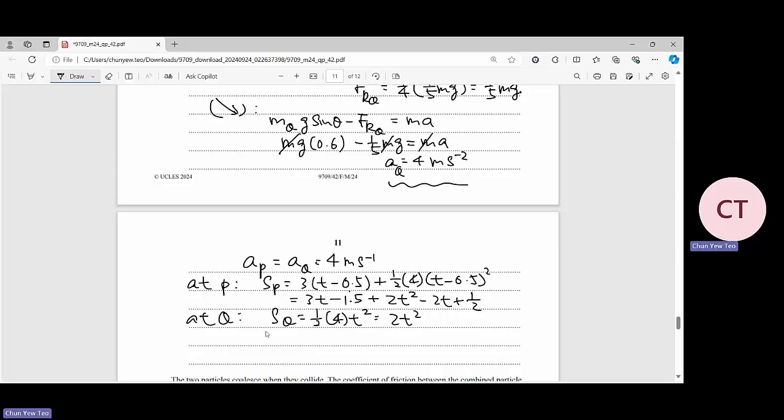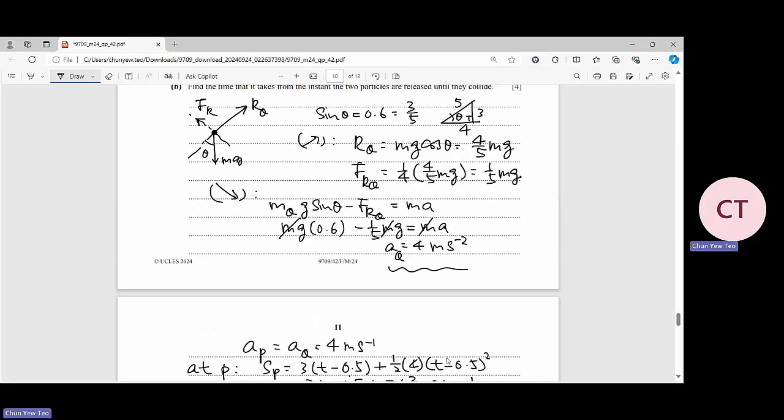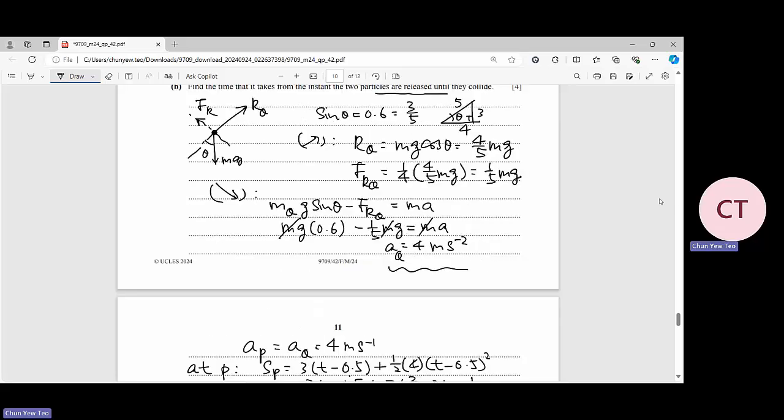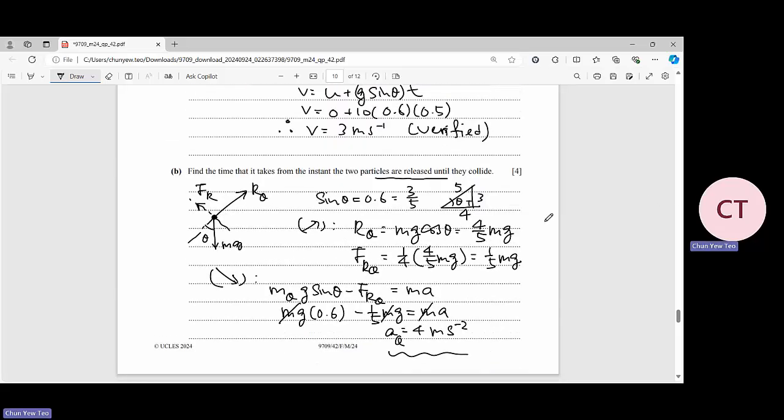Now we know that when they collide, s_P is equal to s_Q. That means 2t squared plus t minus 1 is equal to 2t squared. Cancel it, and you get t equal to 1. So we are looking for the time it takes from the instant the two particles are released until they collide.